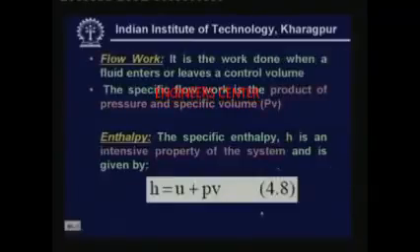Now, let us define an important parameter called flow work. Whenever a fluid enters or leaves a control volume, it has to do certain work. For example, when a fluid is entering a control volume, it has to do certain work against the pressure of the control volume. There will be some fluid in the control volume which will be exerting some pressure. So, when this fluid element from outside has to enter the control volume, it has to enter against a force because of the pressure of the control volume. So, some work will be done during this process. This work is known as flow work.